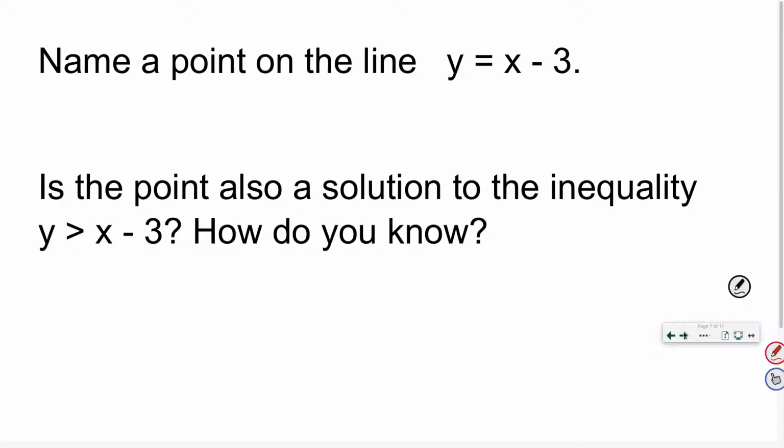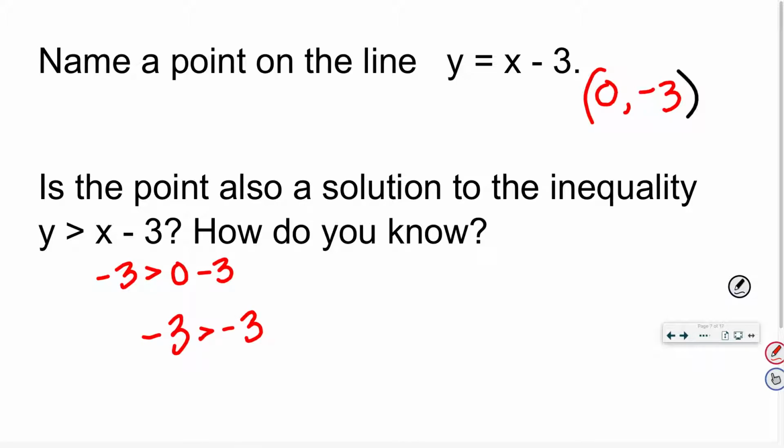What point would be on this line? If I had y equals x minus 3, give me a coordinate that would fall on that line. 0, negative 3. If x is 0, y would be negative 3. Perfect. Does that work for this inequality? Let's take the same values. If x is 0 and y is negative 3, true? Is negative 3 greater than negative 3? No. So there's something else that we need to start to focus on as well.